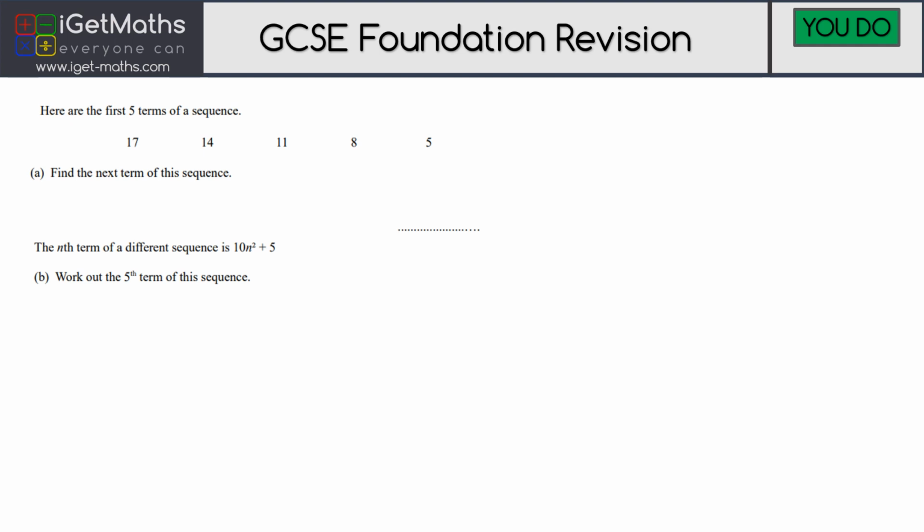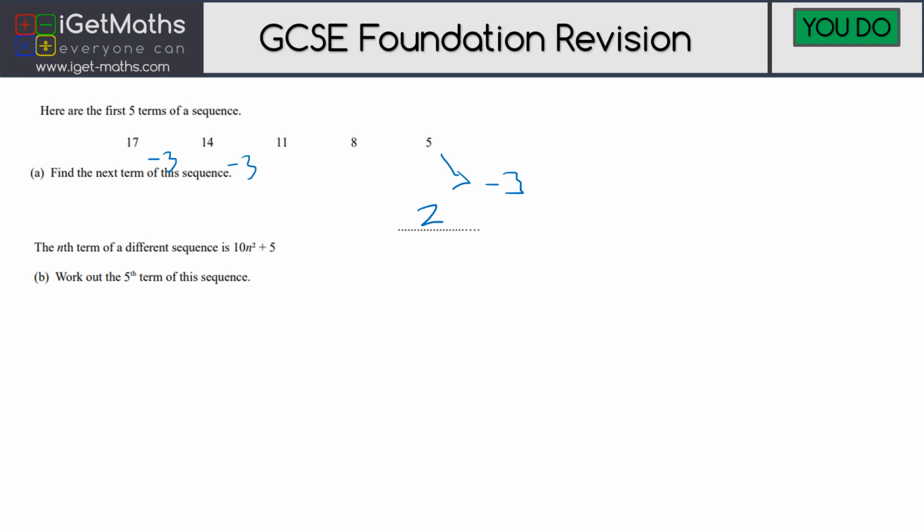Well, 17 to 14, you're minusing 3. 14 to 11, you're minusing 3. So hopefully you can see that it's minusing 3 each time. And it asks you to find the next term of this sequence. So you're just going to do 5 take away 3, and we'll just give you 2.